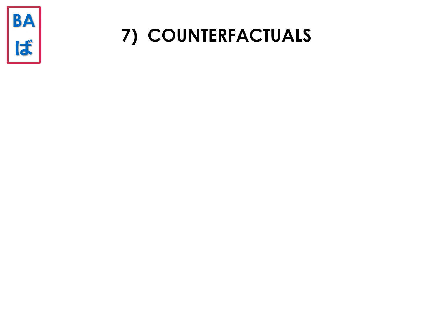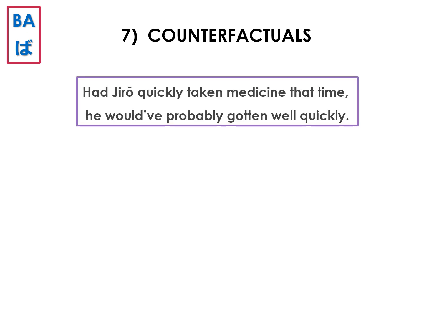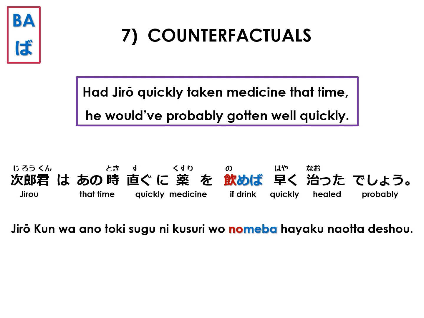Last function of ba is in making counterfactual statements. These are sentences that reflect what could have been. Example, had Jiro quickly taken medicine at that time, he would have probably gotten well quickly. In Japanese, Jiro-kun wa ano toki sugu ni kusuri o nomeba hayaku naotta deshou.